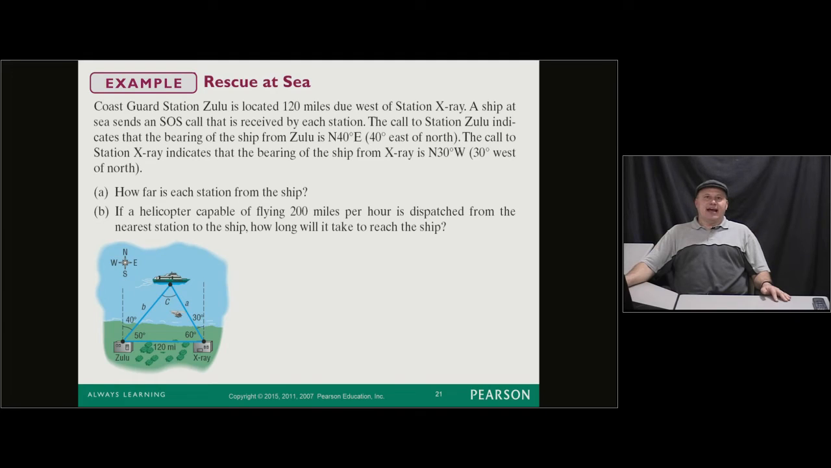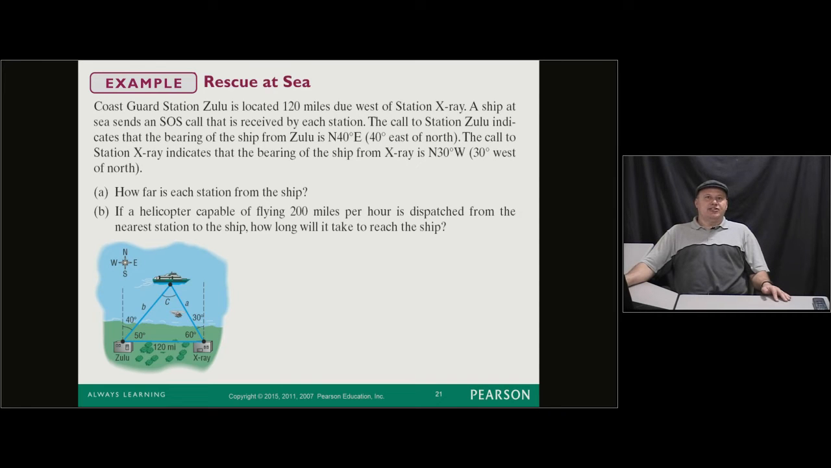And then we'll look at another example here. We're going to look at a Coast Guard station. Zulu is located 120 miles due west of Station X-Ray. A ship at sea sends an SOS call that is received by each station. The call to Station Zulu indicated that the bearing of the ship from Zulu is north 40 degrees east. That's 40 degrees east of north.